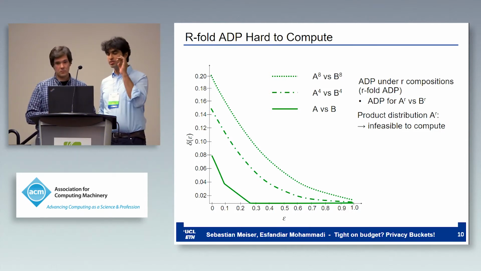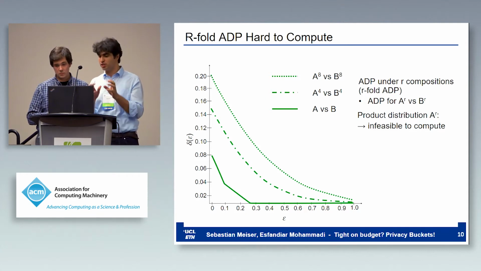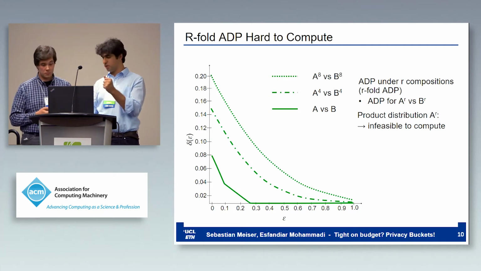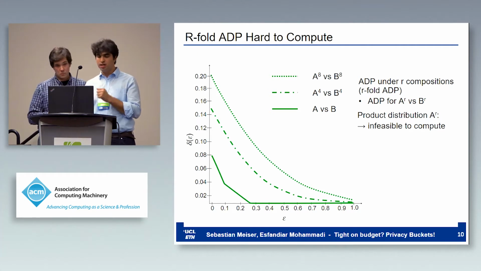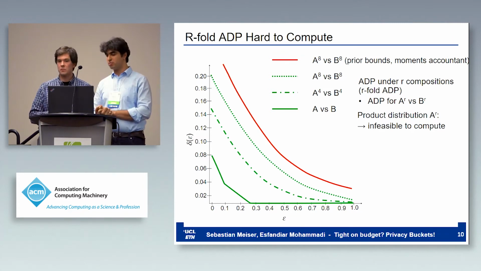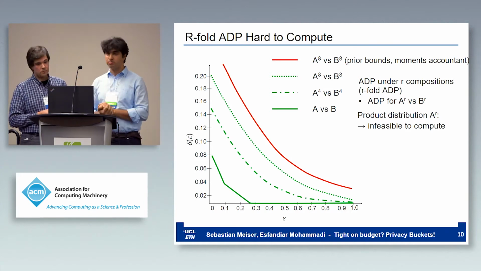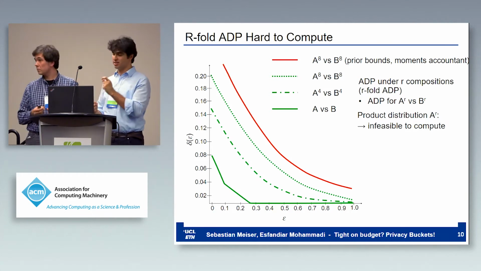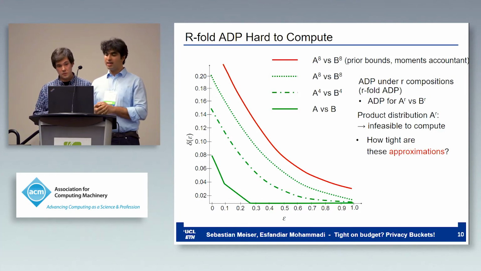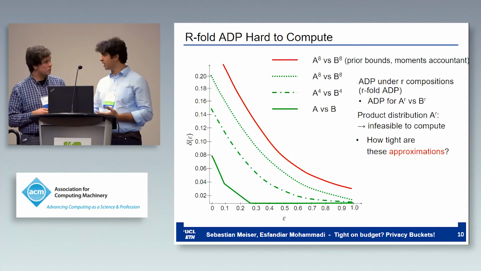Actually, R-fold approximate differential privacy, that's approximate differential privacy under composition, can be considered as differential privacy for the product distributions. That's what we implicitly use here. Because this is infeasible, there's really great work in the literature about approximations. Here's one from the moments accountant. And you see it's great, but it's not particularly tight. And this becomes worse, in particular for very small epsilons. So how tight are these approximations, and can we do better?